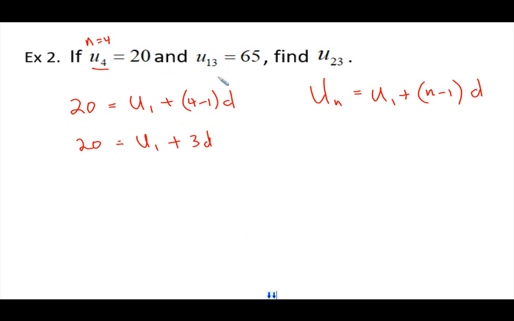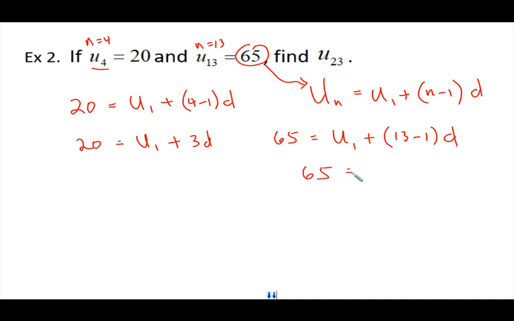Now, over here, we have u sub 13. So u sub 13, I know n is going to be 13, is equal to 65. So the 65 is this right here, u sub 13. So we're going to end up with 65 is equal to, now the first term I don't know, plus n is 13 minus 1 times d. So when you simplify this, you're going to end up with 65 is equal to u sub 1 plus 12d. So what you're going to do now is take these two equations and set up a system.